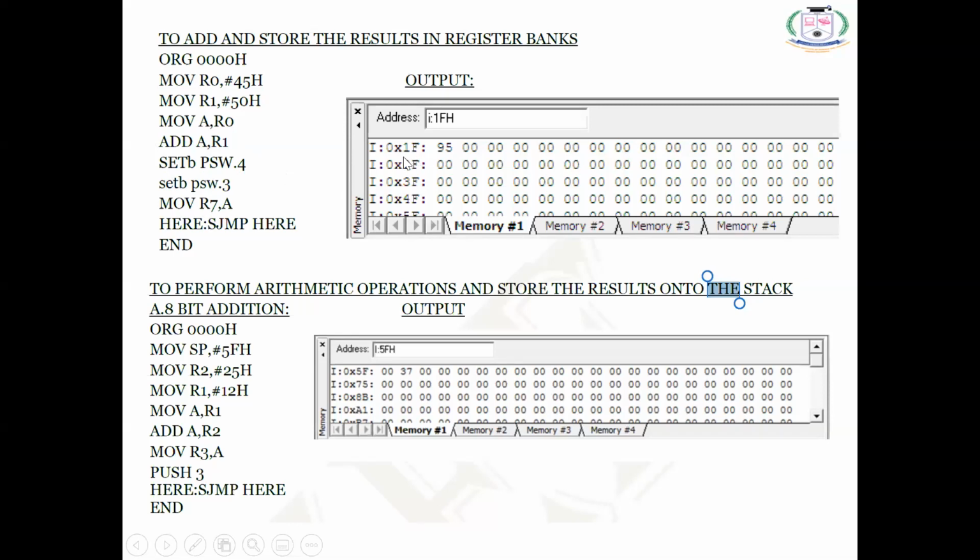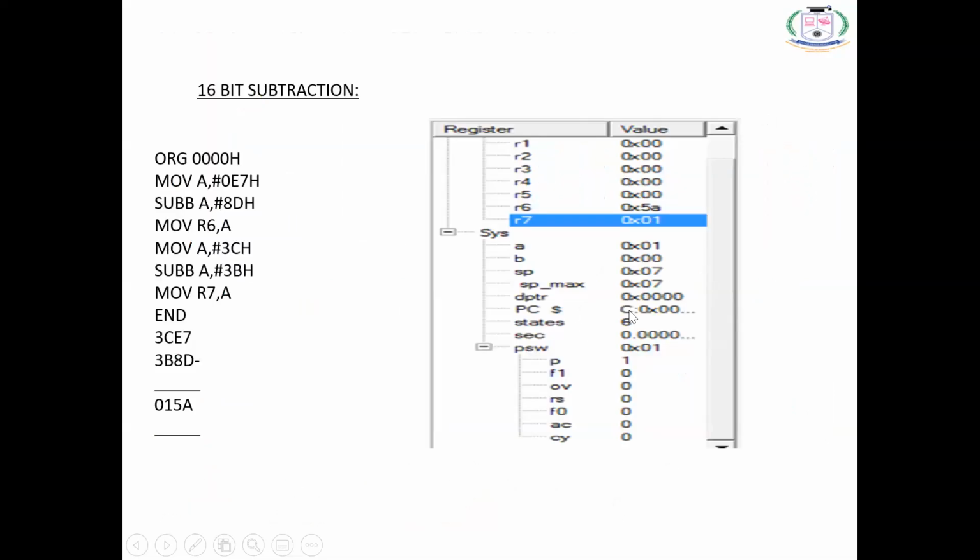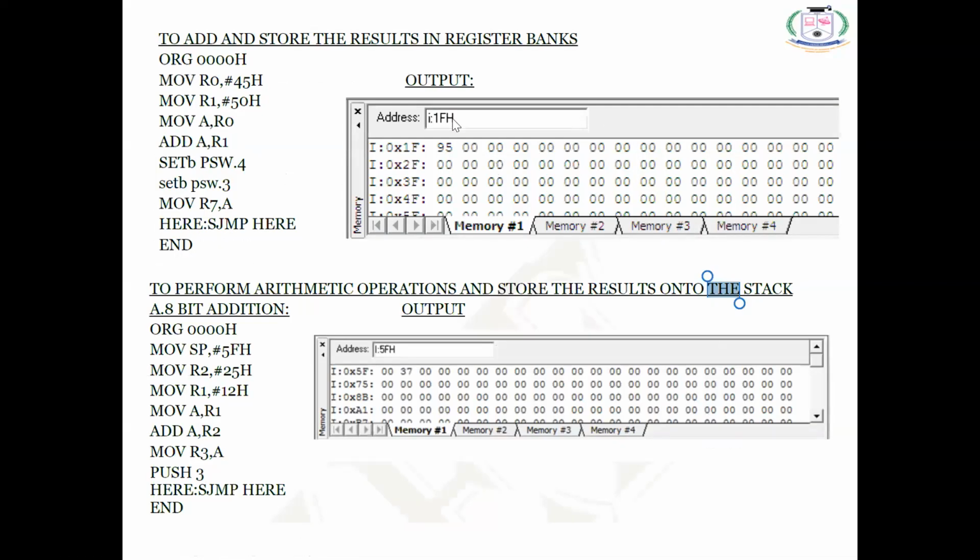The R7 address is what now? 1F. I put it in that bank. If I go and check, I can directly check it in this. This also I can check, and through this way also I can check. I can check that all my registers have an address. Accumulator has an address. B register has an address. R0 to R7 have addresses.